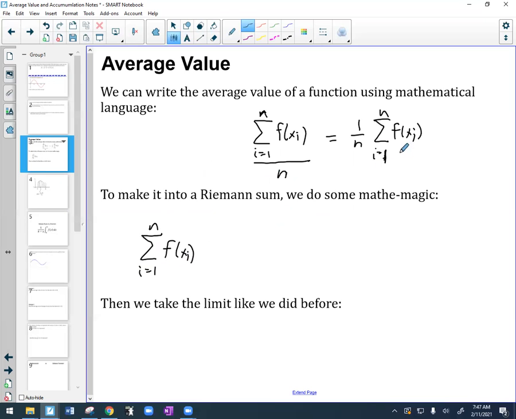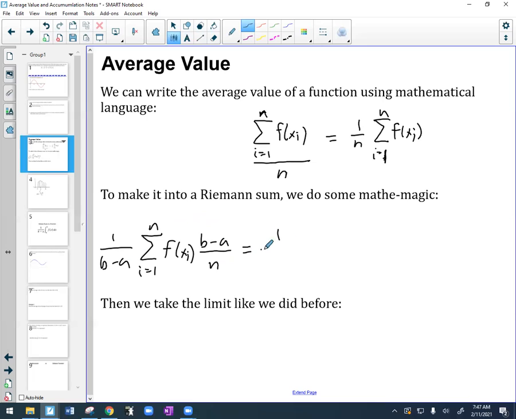which I can do because the only things I can't move around here are things that have i's in them because that's part of the function, but it's not part of the function here. Put the n on the bottom here, that's 1 over n. The reason I put it on the bottom is because I'm going to multiply this whole expression by b minus a, and I'm going to divide it by b minus a. This is multiplying, this is dividing.